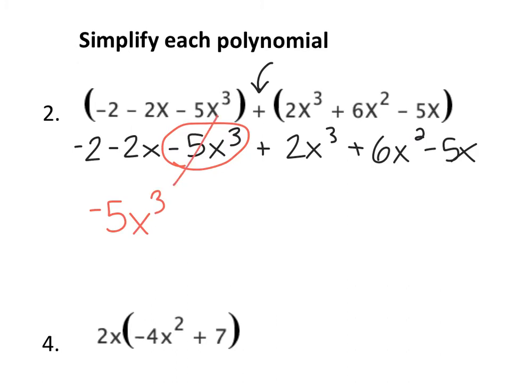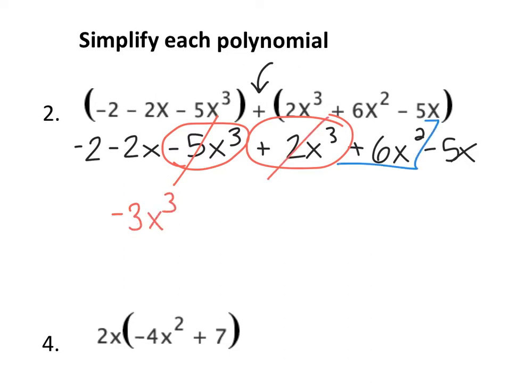Oops, actually I missed something. Let me back up here. I missed that there's another x cubed term. There's a positive 2x cubed, so I first need to combine those. That would be negative 3x to the third. Now I cross them off.